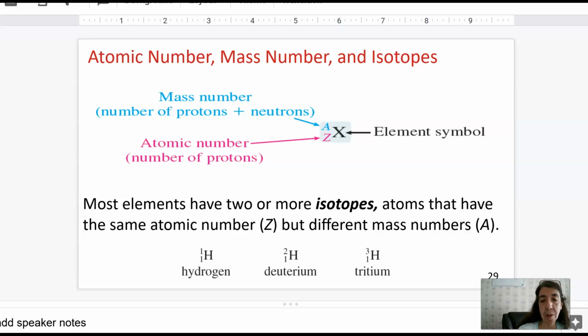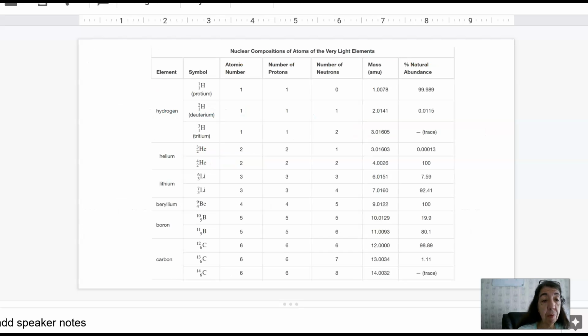And every once in a while you hear things about benefits or not benefits of heavy water, and it's water. Don't pay attention to any of that. So there are a number of different elements. Most elements, I should say a lot of elements, have these other isotopes.